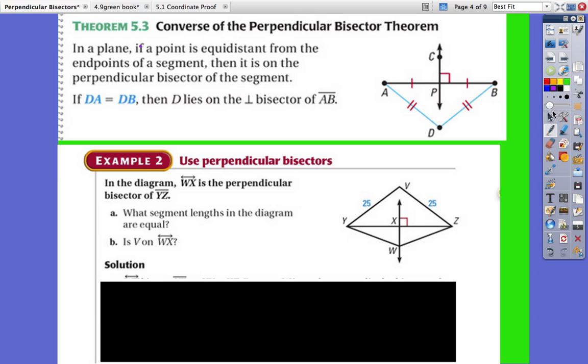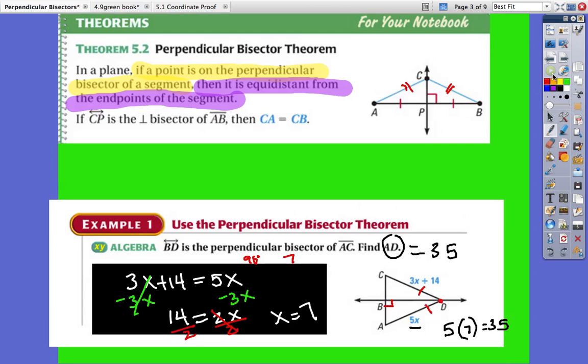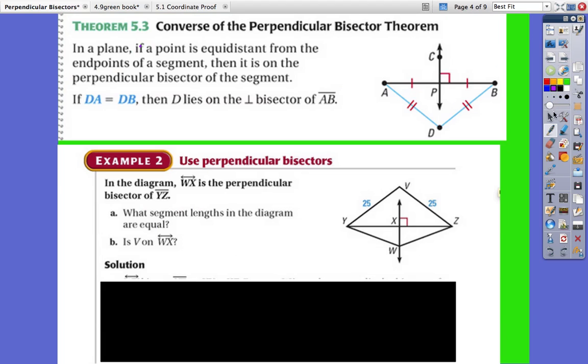The previous theorem's conclusion became this theorem's hypothesis. And the previous theorem's hypothesis became this theorem's conclusion. So here, in this diagram, let's say you weren't sure if CP was the perpendicular bisector. You can conclude that it is the perpendicular bisector by analyzing whether there are congruent segments in the diagram.